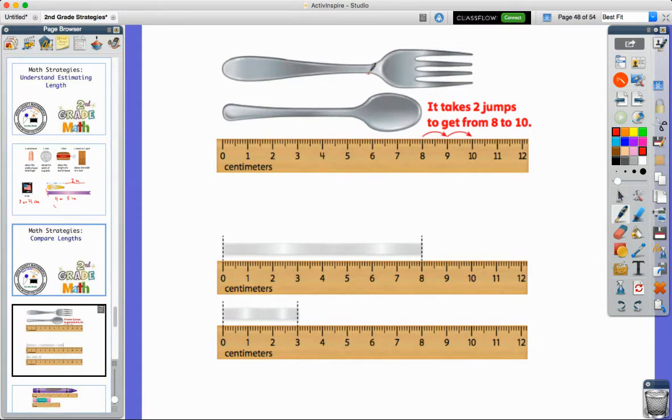We also are going to look at measuring the ribbon in this example. In this ribbon, we see that one of them is 8 centimeters and one of them is 3 centimeters. When we have them lined up side by side, we know this one is going to be bigger, but we can look at the lengths and see how much bigger. So again, thinking about using the ruler as a number line, we can do our jumps and see that 1, 2, 3, 4, 5. This piece of ribbon is 5 centimeters longer than this one.